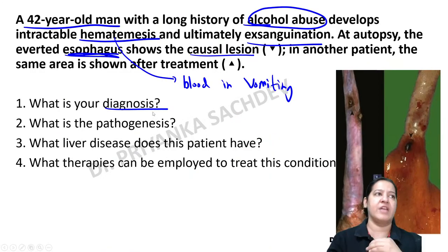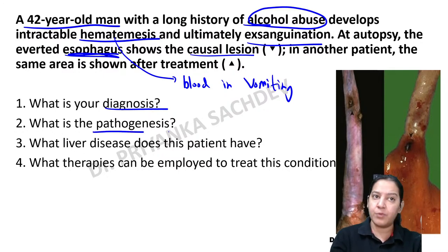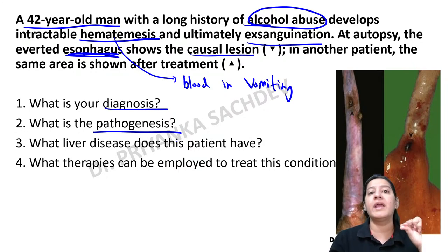You tell me what is your diagnosis. Any guess? Any one of you want to give any guess? The second question which I want to ask you, after you give your diagnosis: what is the pathogenesis of that diagnosis? Why is that disease occurring in a chronic alcoholic drinker? You tell me the pathogenesis.